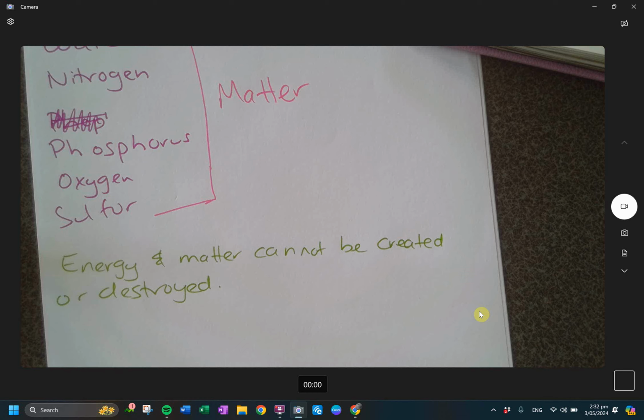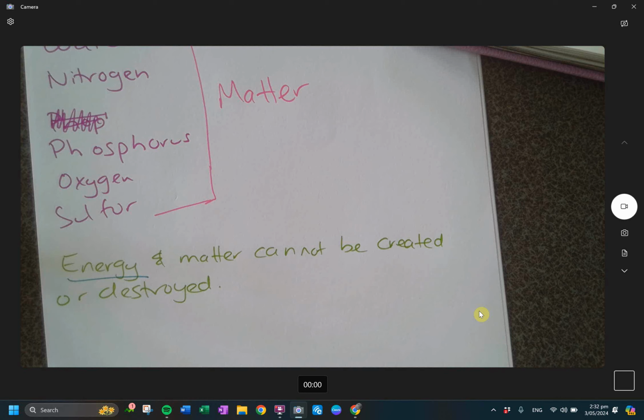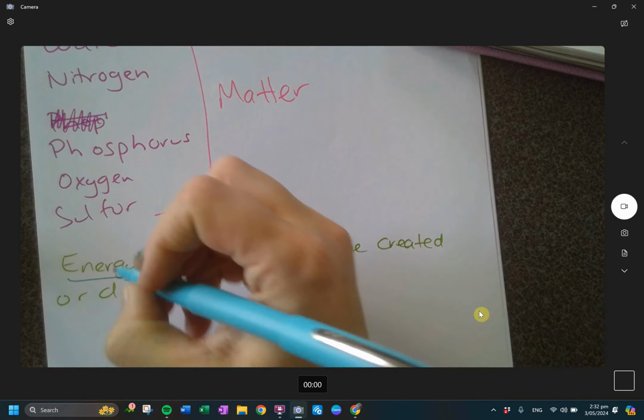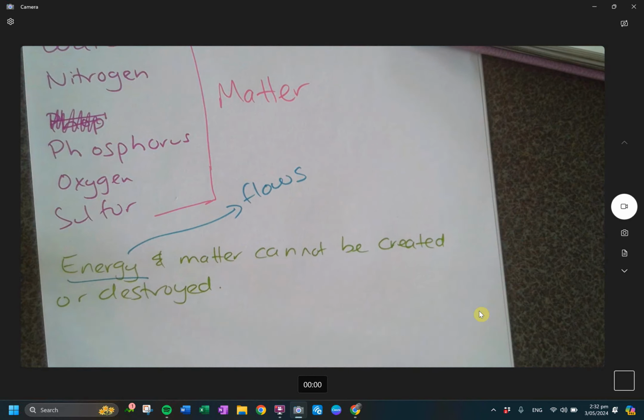Now, something to keep in mind between these two things is what happens with that energy and what happens with that matter. When it comes to energy, let's change my color pens. When energy goes through our systems, it is flowing through the systems. It's going from one area to another. So this is flow. What you guys might have heard in junior school is transformed or transferred.